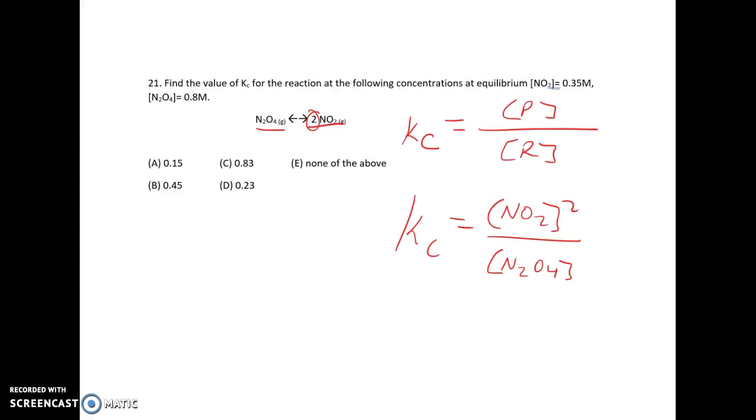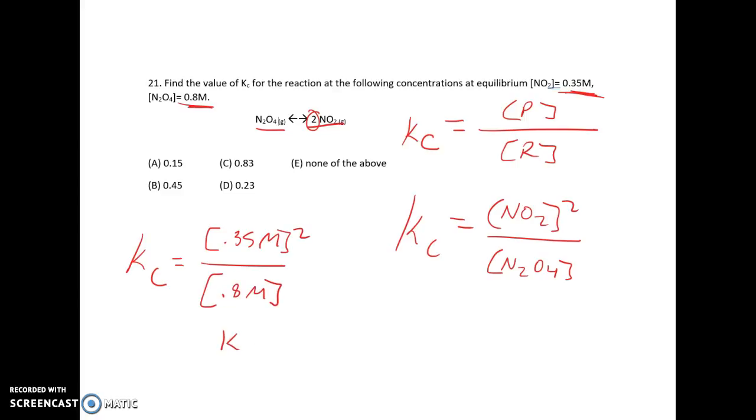Now we are going to substitute the concentration that they give us for each of them. So our equilibrium constant is going to be equal to 0.35 moles for NO2 squared over 0.8 moles of N2O4.